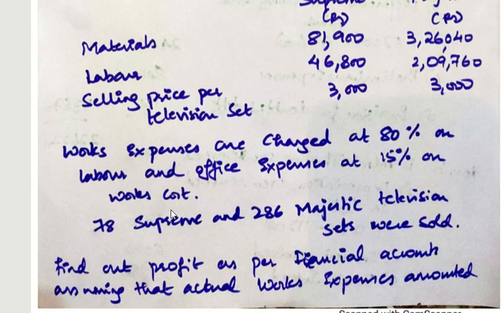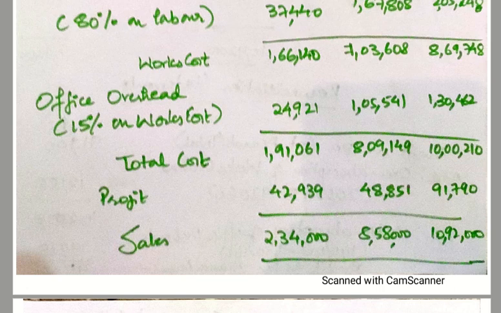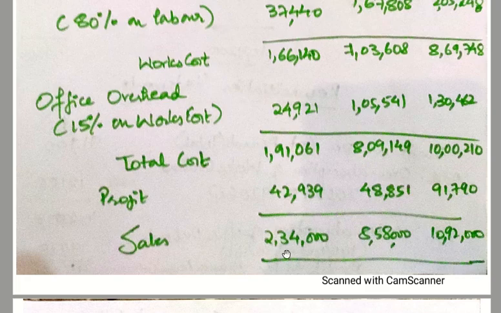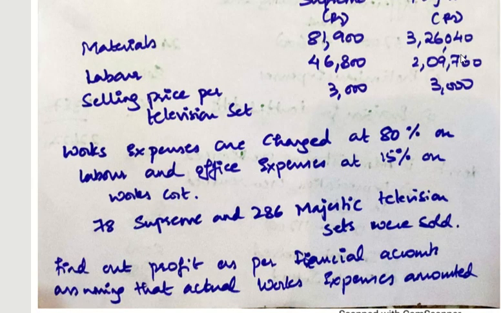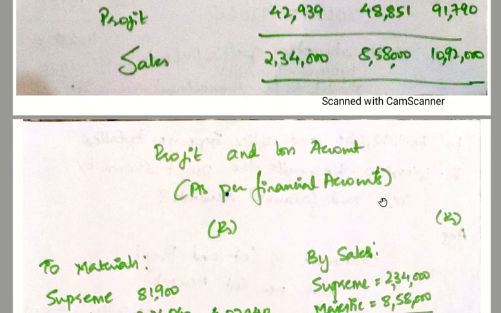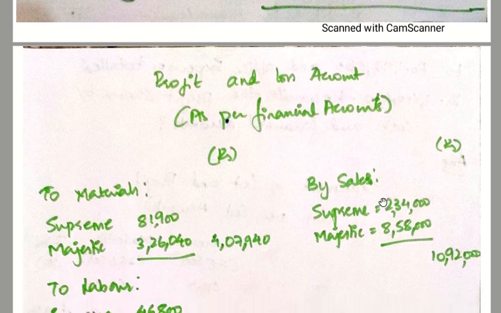Now we are supposed to add our profit. So if you see, profit is not given. We have the selling price given, and we have how many sets have been sold. So 78 into 3,000, the sales is 2,34,000, and 286 into 3,000, which we have 8,58,000. So when we minus our total cost from sales, we get a profit of 42,939 for Supreme and 48,851 for Majestic. So now we have got the profit as per the cost account.